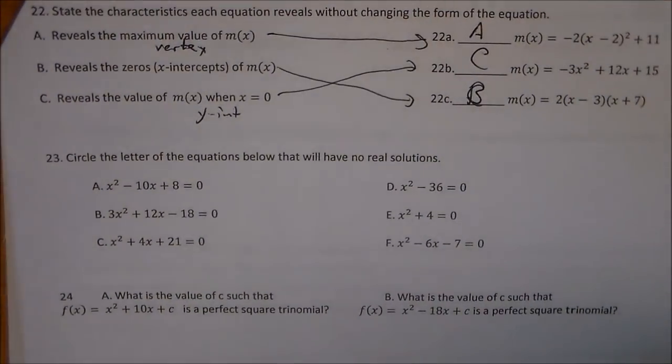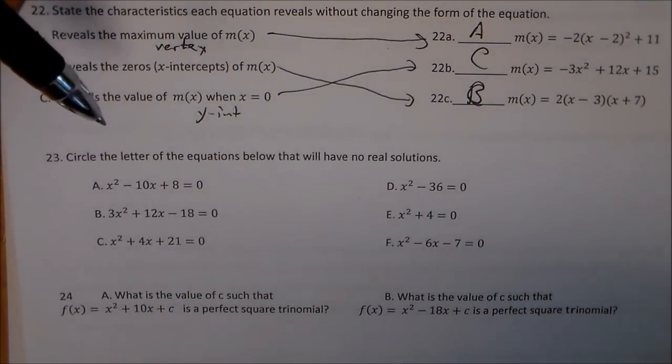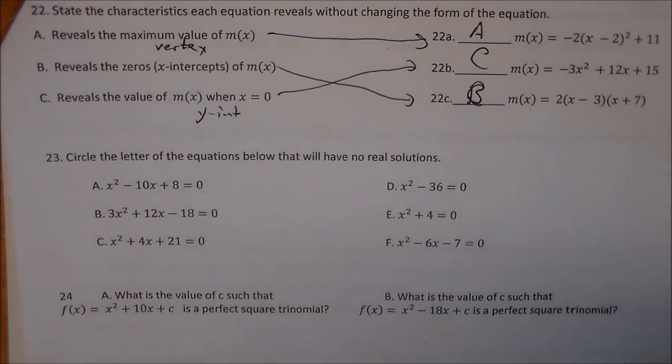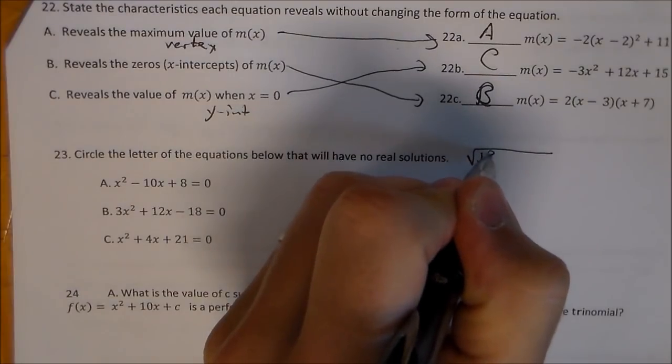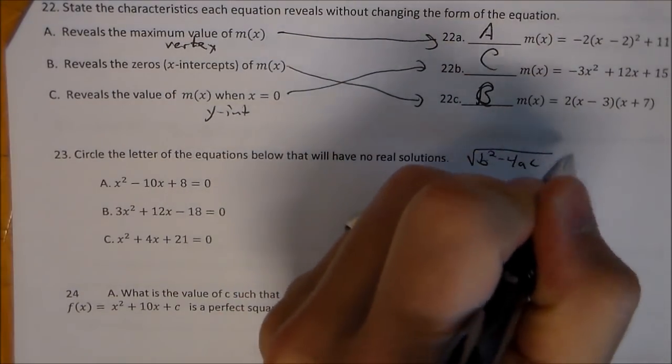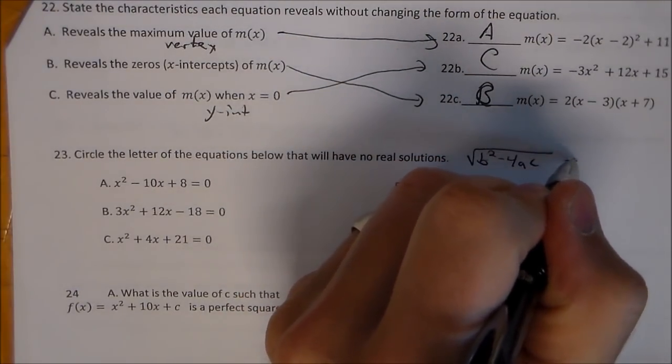All right, now we can look at the equations that have no real solutions. So if they have no real solutions, they have imaginary solutions. So what that means is if we do square root of b squared minus 4ac, it gives us a negative number.